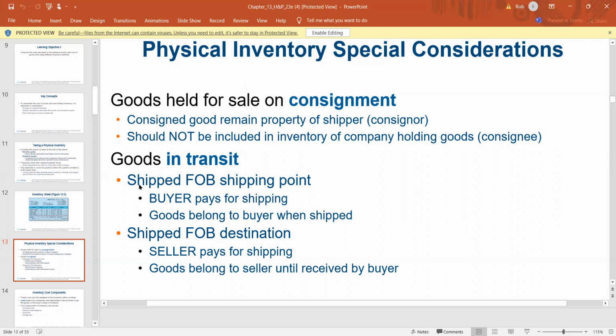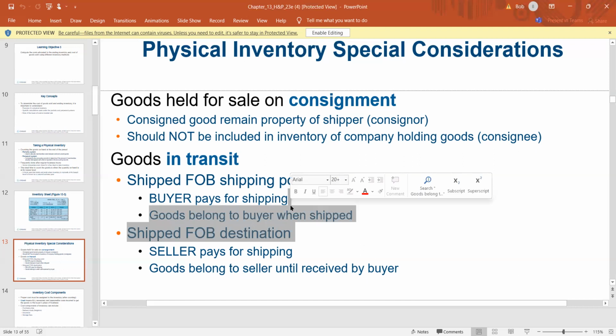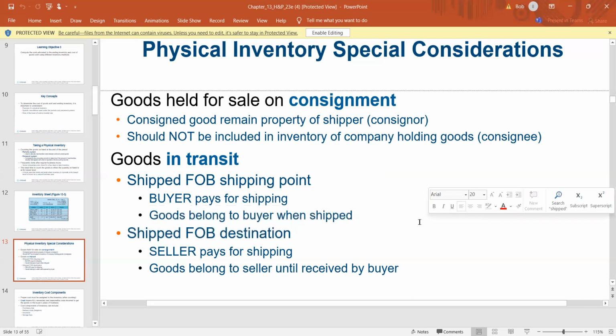And I believe we talked about FOB shipping point and FOB destination, free on board. With FOB shipping point, title changes from the seller to the buyer at the shipping point. So that means the buyer is stuck paying for the freight. The buyer's insurance company will have to deal with any accidents or claims. Or it could be FOB destination, where the seller pays for everything. It's the seller's responsibility.